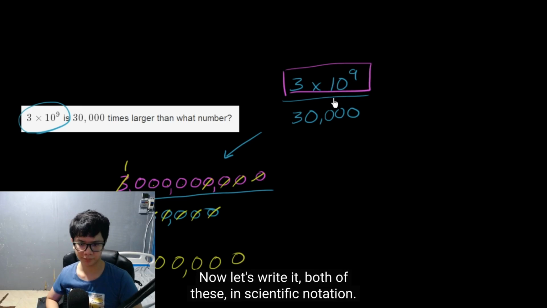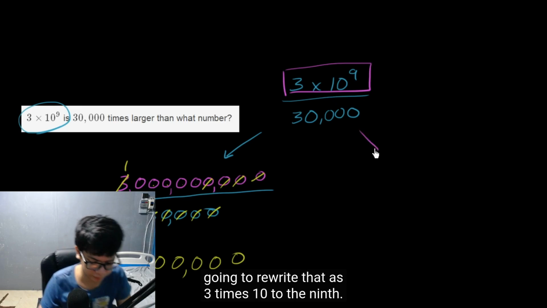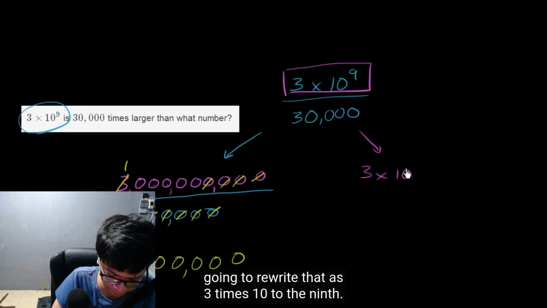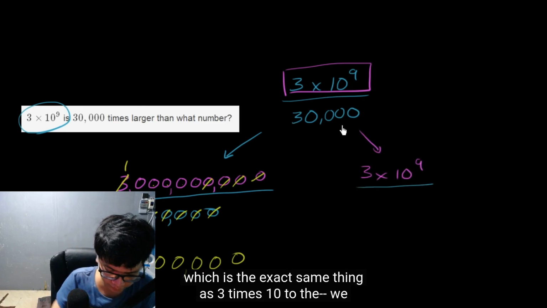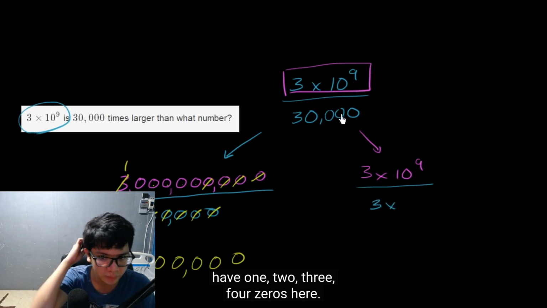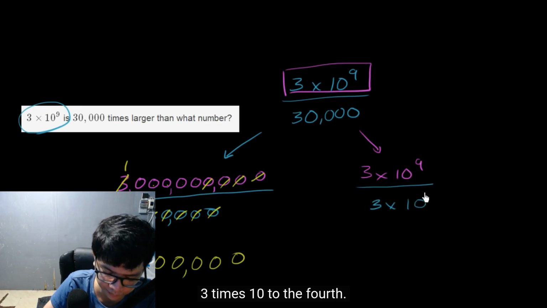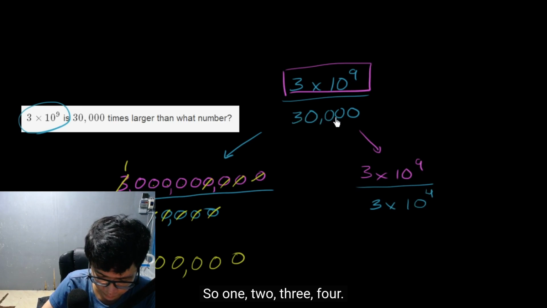Now let's write both of these in scientific notation. So 3 times 10 to the 9th, I'm just going to rewrite that as 3 times 10 to the 9th. And we're dividing that by 30,000, which is the exact same thing as 3 times 10 to the, we have 1, 2, 3, 4 zeros here. Or I guess I really should say, we have 4 places after the 3. So 1, 2, 3, 4. So 3 times 10 to the 4th.